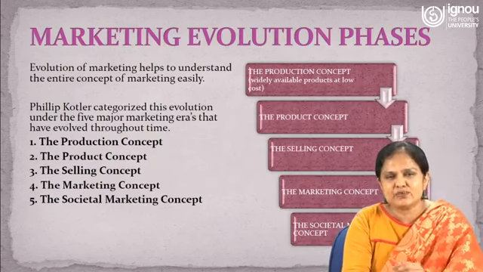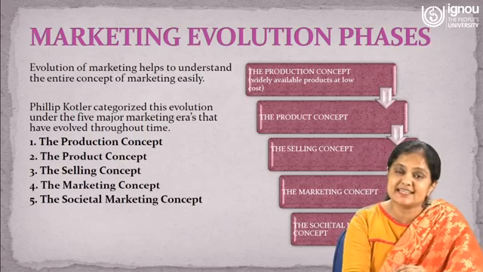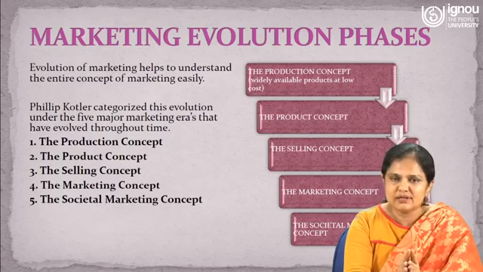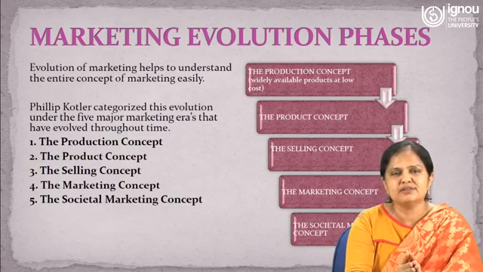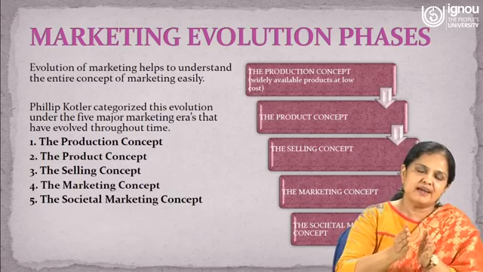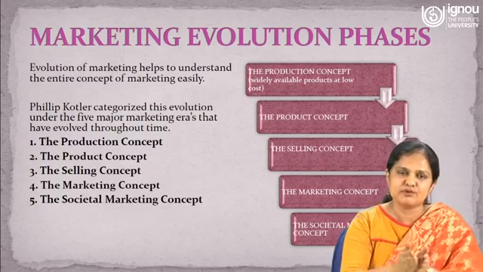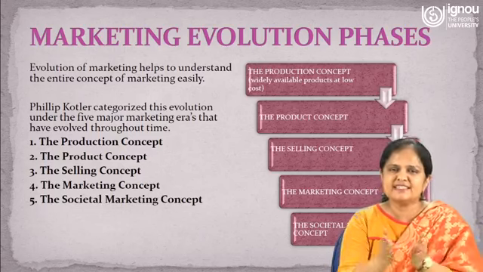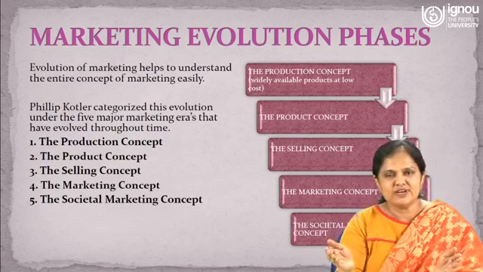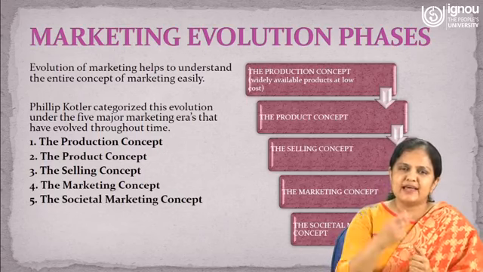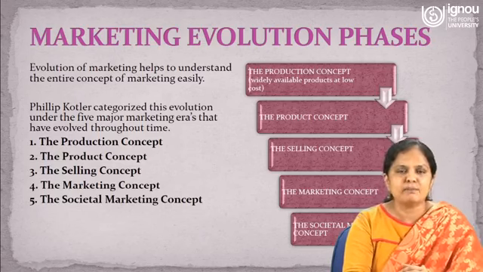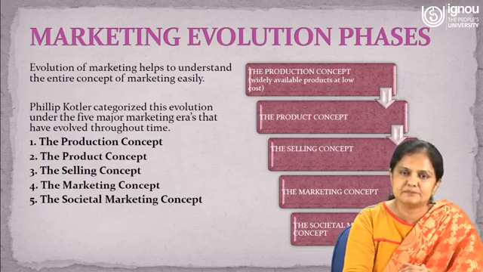So let us quickly see what the marketing evolution phases are. As I said, I have divided the entire period between two parts. One is the pre-industrial revolution era and the second is the post-industrial revolution era. If we again divide the post-industrial era, we can see certain changes in the market dynamics. Those changes gave rise to various approaches of marketing, which can be classified as production concept, product concept, selling concept, marketing concept and societal marketing concept.